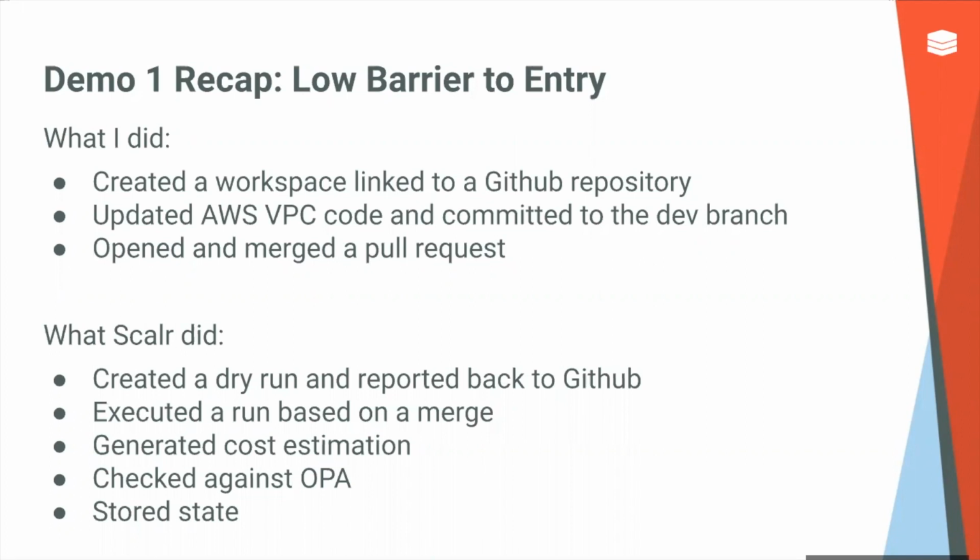Scalr created that dry run for me and reported back all the information to GitHub. It executed the runs based on that merge. It generated cost estimation. It checked against my OPA policies. And lastly, it stored that state for me.